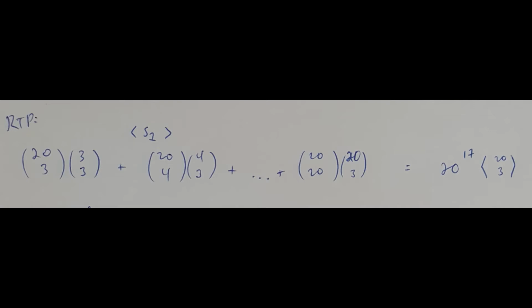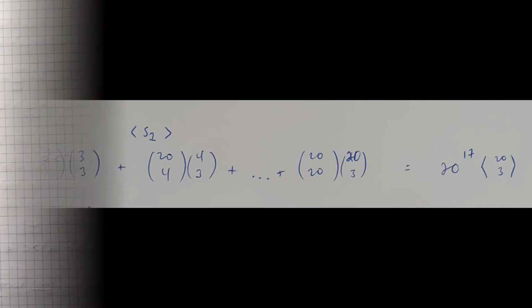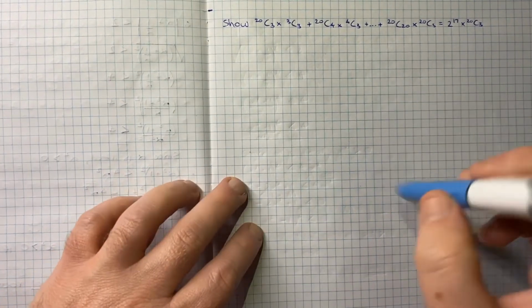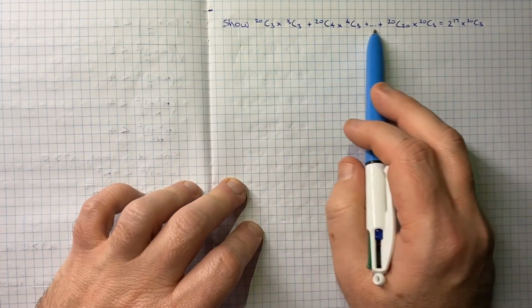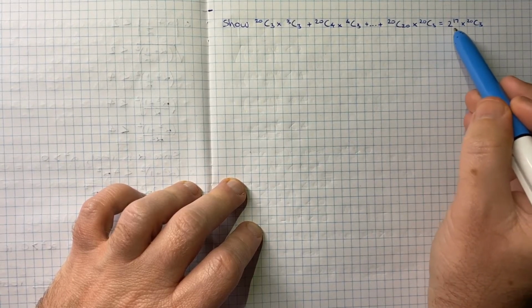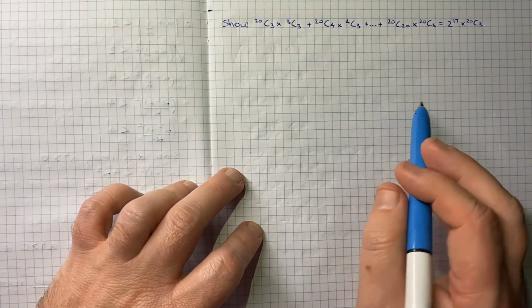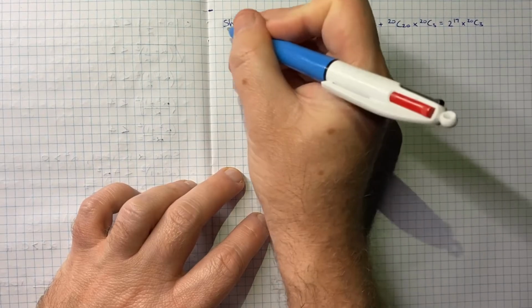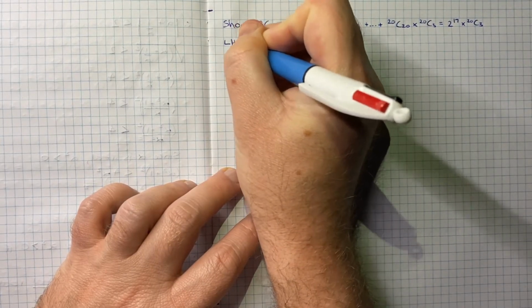In any case, I'll now work through this proof without the error, so with the right hand side being 2 to the 17 times 20C3, and let's take a look at how we go about doing that. So here I've got what we're being required to show with the correct right-hand side. I think the key here will just be to think about how we can simplify the left-hand side.